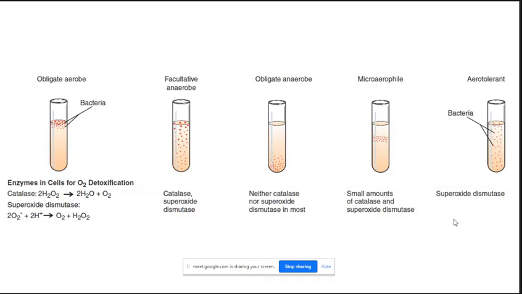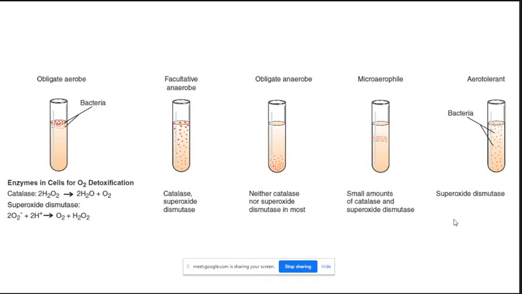Recall, obligate aerobe. Needs oxygen, ma'am. Brandon, since you said that obligate aerobes are those that need oxygen to grow, explain this first tube. Ma'am, maybe they are at the top because they are closer to the air, compared to being at the very bottom. Okay, we will generalize later.